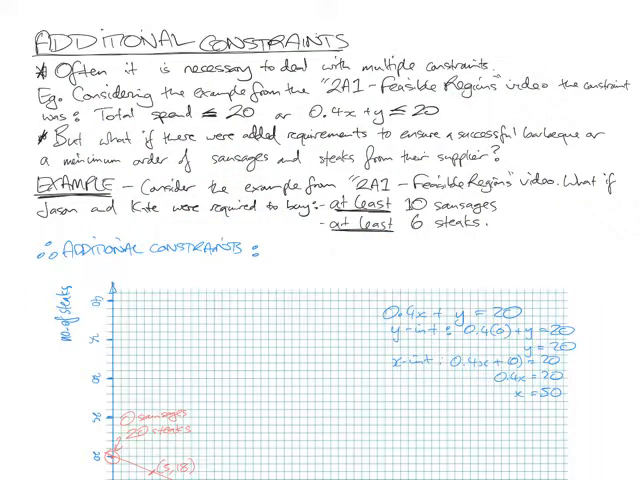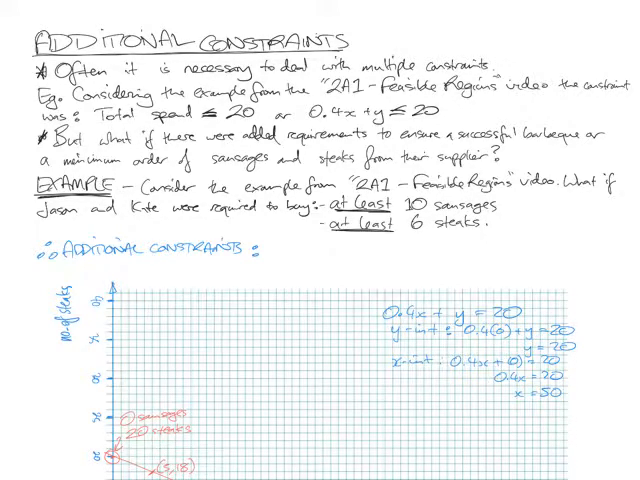Hey guys, Mr. T here. This is another video. This one is on additional constraints. So often it's necessary to deal with multiple constraints at the same time when dealing with two variables and the relationship between them. So we're going to continue by considering the example from the 2A1 feasible regions video.